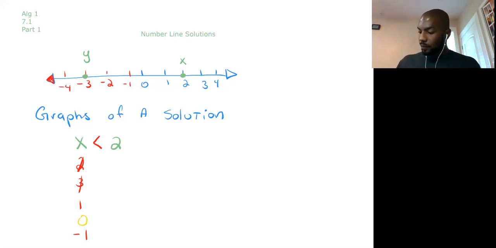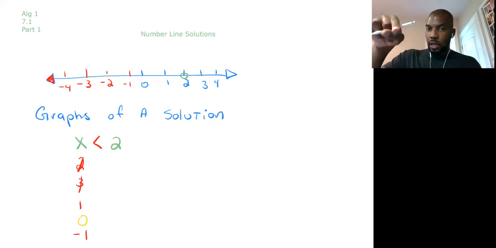Very simply, I go to my reference point, and my reference point is 2. x is less than 2. So on the spot called 2, I'm going to put an open circle to show that that's where I'm starting, but I will not close the circle. It's not a dot, because my value is not equal to 2. All it says is that it's less than 2.